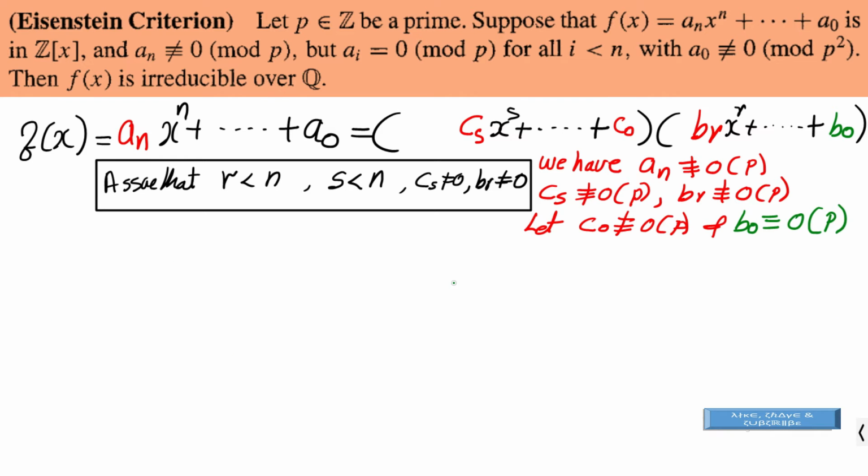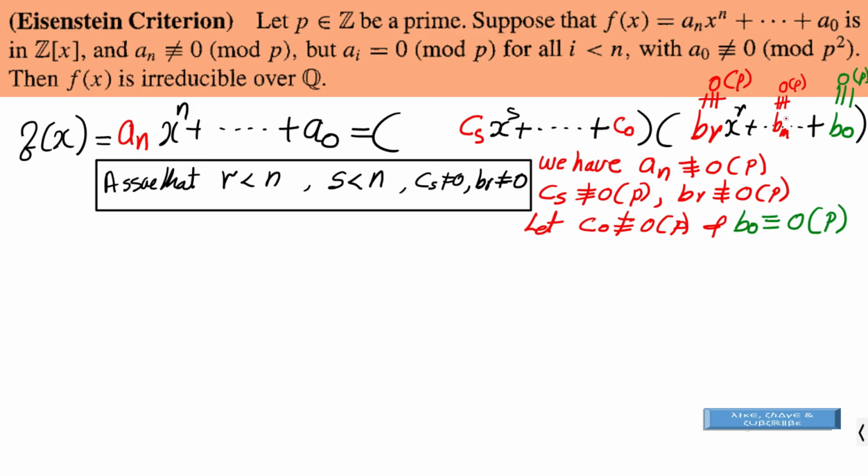Now if I look at the second factor, you can see that b_0 is congruent to 0 mod p, where the leading coefficient b_r is not congruent to 0 mod p. That is, if I move from b_0 to b_r, that is b_0, b_1, etc., b_r, you can find some b_m which is not congruent to 0 mod p for the first time.